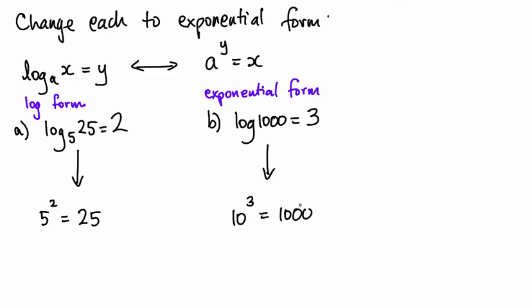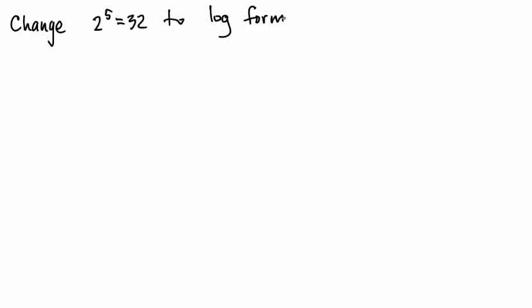If I do the opposite, and instead of changing to exponential form, I change things to log form, this is what it looks like. So the base is 2, so it's going to be log base 2. The number is 32, and the exponent is 5.